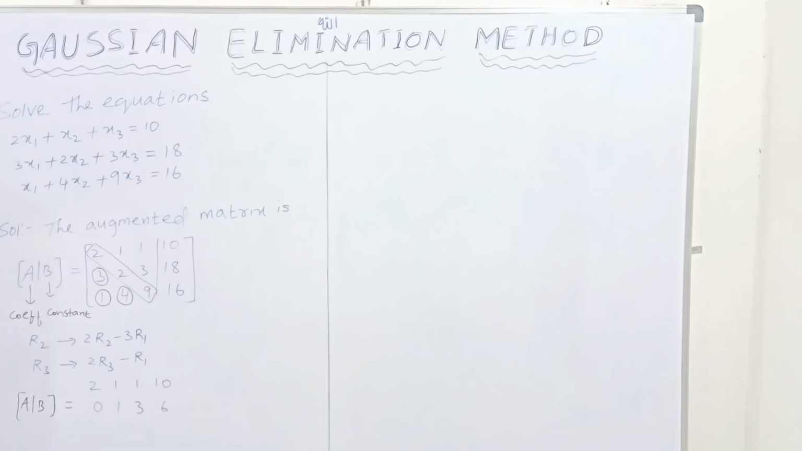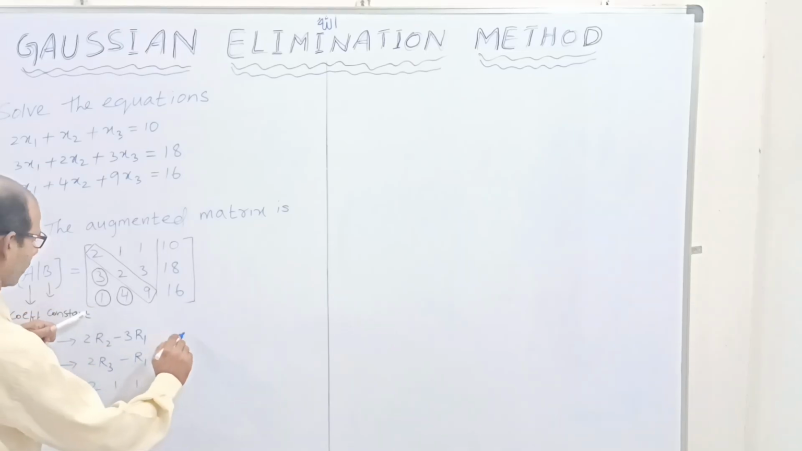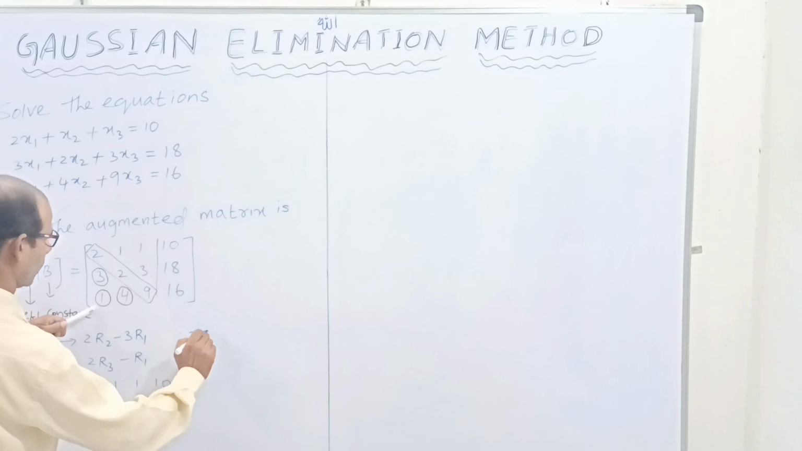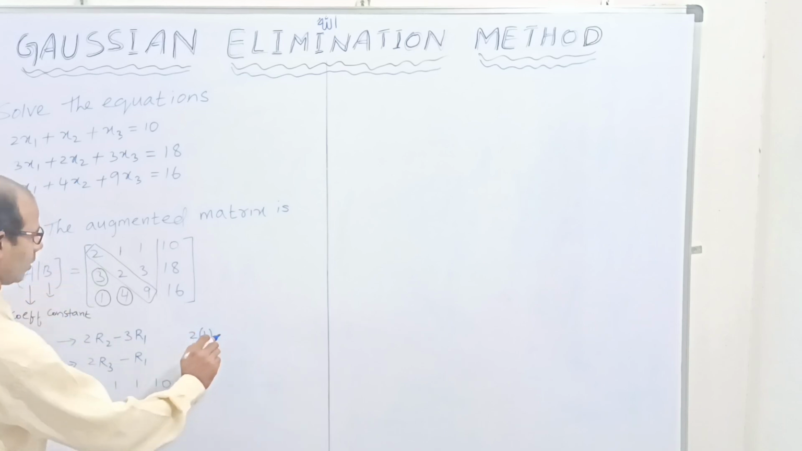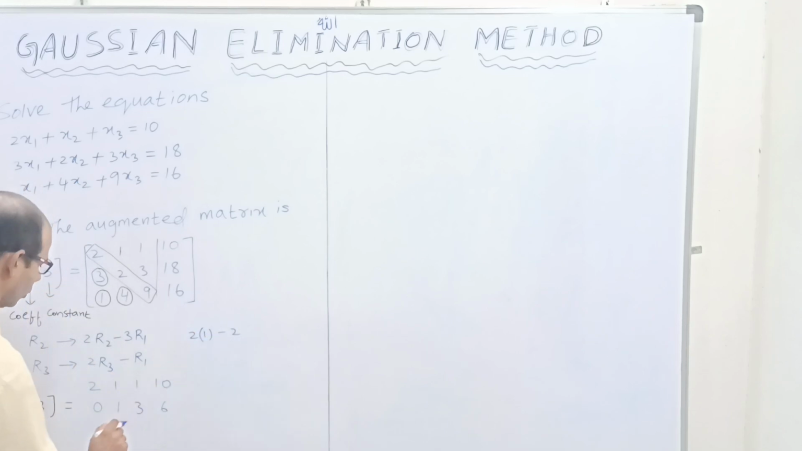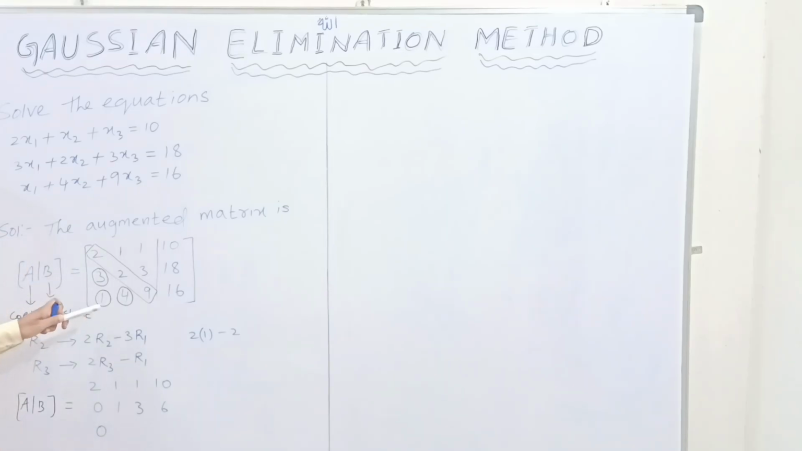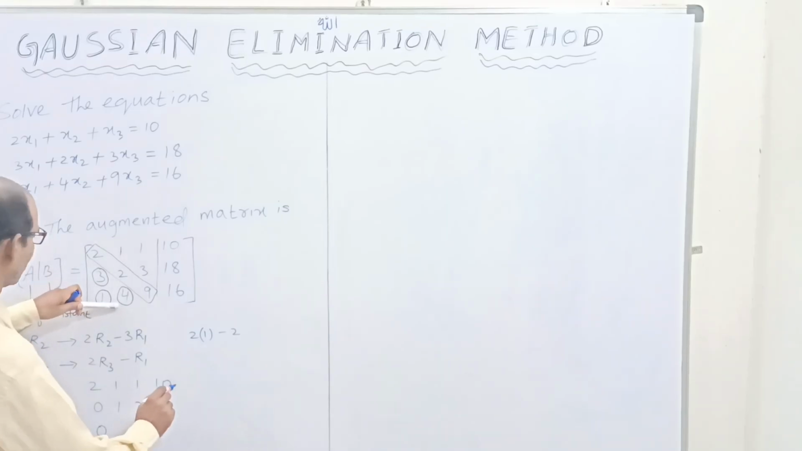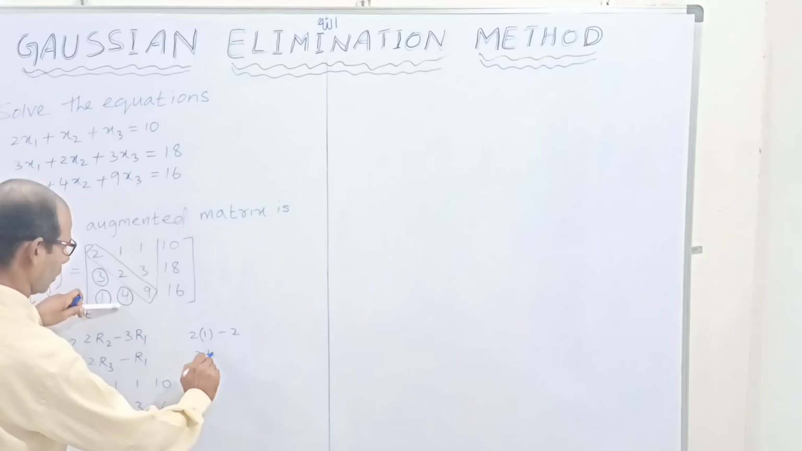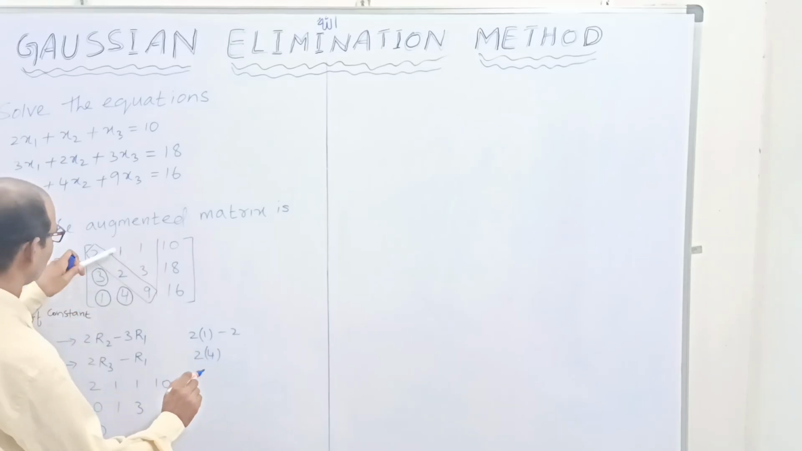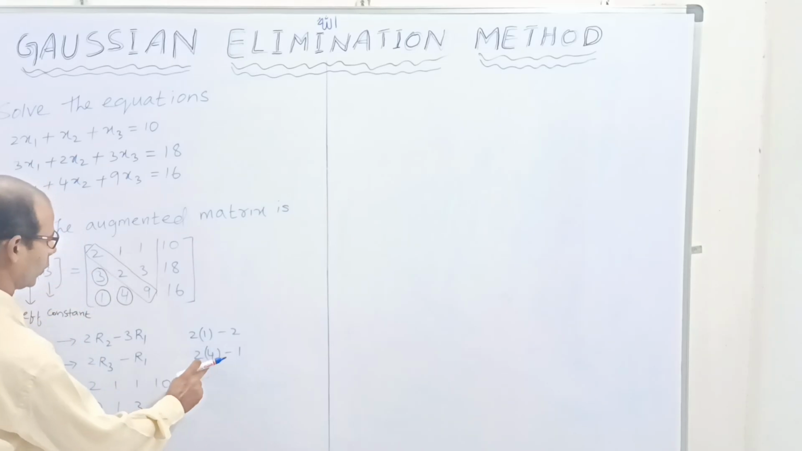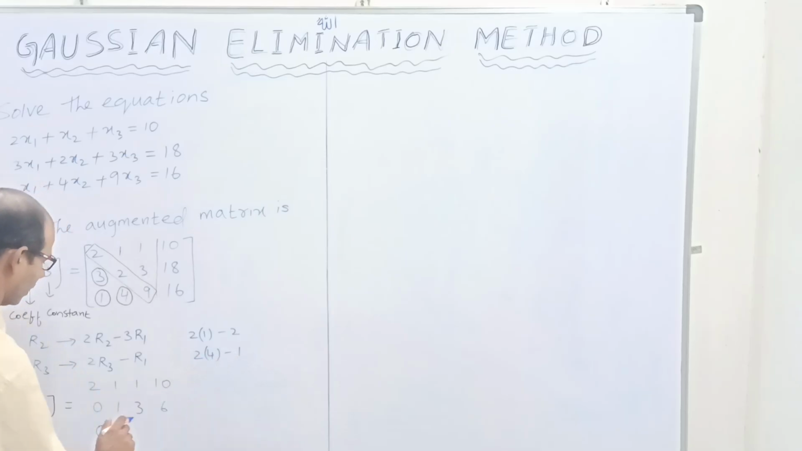So now let us do the transformations for the row 3. R3 is changed as 2R3 minus R1. So 2R3 is how much? 2 into 1 minus R1, which is 2. So 2 minus 2 is 0. Now apply for this also, 2R3: 2 into 4 minus R1, R1 is 1. So 2 into 4 is 8, 8 minus 1 is 7.